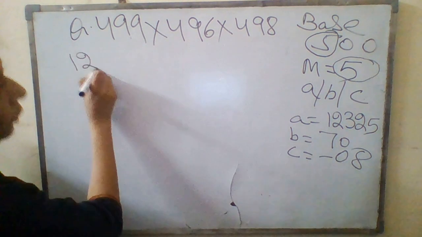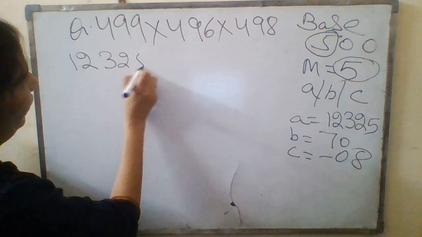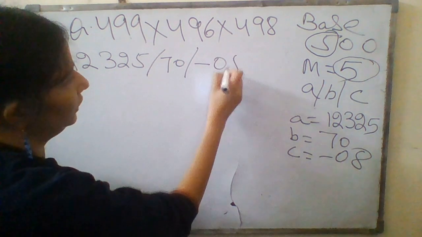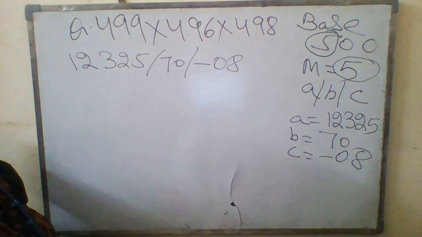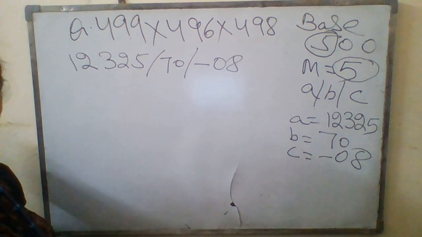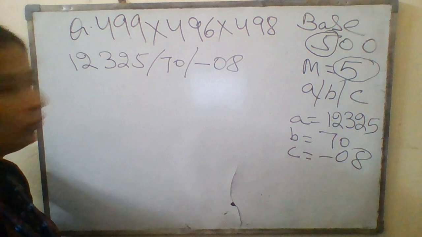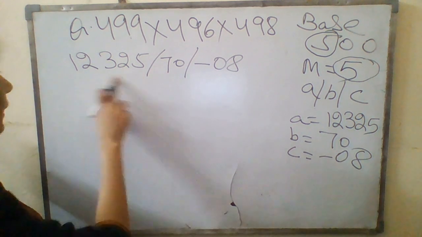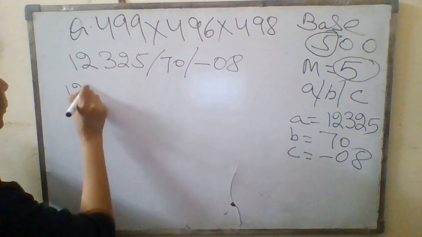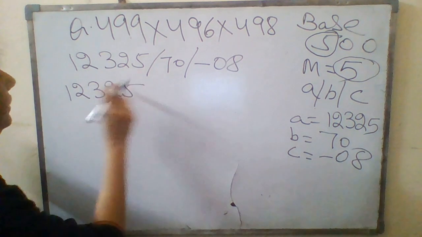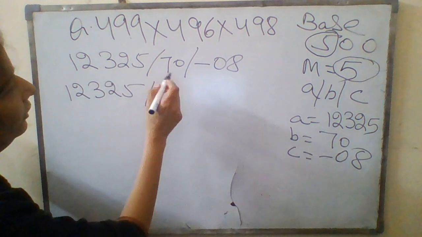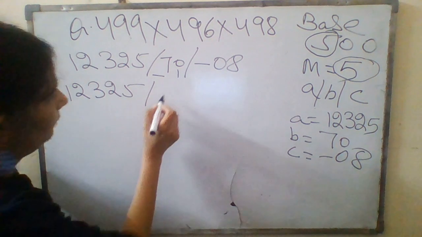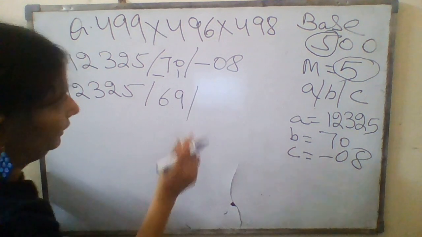Now 12325 slash 70 slash -08. Now see, this is negative, so you have to make it positive. To make it positive, you will borrow 1 from here. So I am starting from here. 12325, this I have written as it is slash. Now see, 70 minus 1. What is 70 minus 1? That will be 69. I am writing here 69.